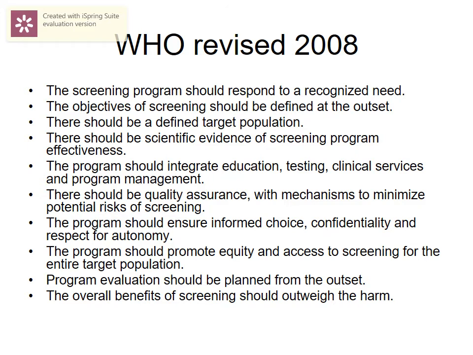It makes sense that there should be quality assurance and reduction of risk related to screening. The population tested should be allowed informed consent or choice. They should be assured of confidentiality, and their autonomy should be respected. This somewhat precludes mandatory screening programs. The program should be equitable, and anyone who needs to be screened or wishes to be screened should have access. Again, there should be program evaluation planned from the beginning. This makes sense if we want to have effective screening programs. And as with all types of medical interventions, the risk should be less than the benefit.